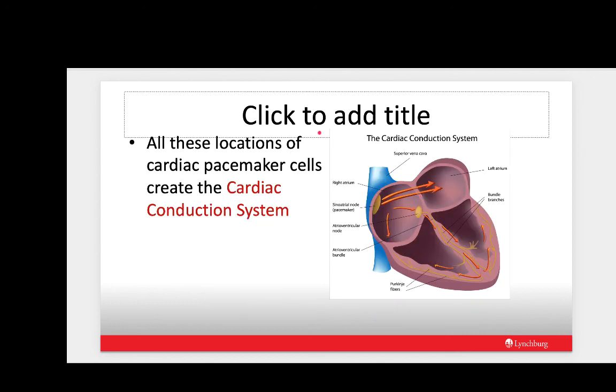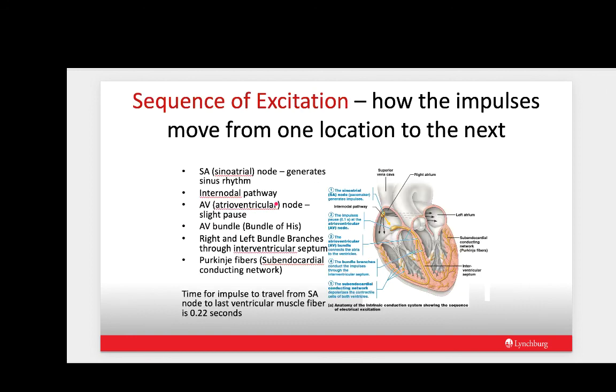Okay, so all of these areas that we just talked about are areas where the pacemaker cells are located. And when we talk about them all together, they create the cardiac conduction system. So cells in this area are all pacemaker cells, and they are able to generate contractions. So we can call this flow of depolarization our sequence of excitation. And this is basically how the impulses move from one location to the next. So if you go through this list, these are all the locations we just talked about. These are locations of pacemaker cells.